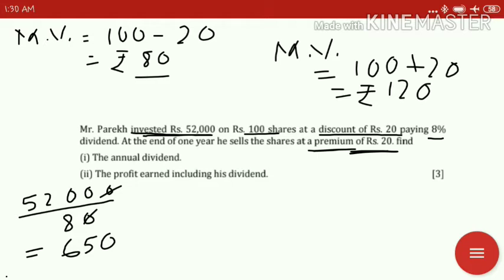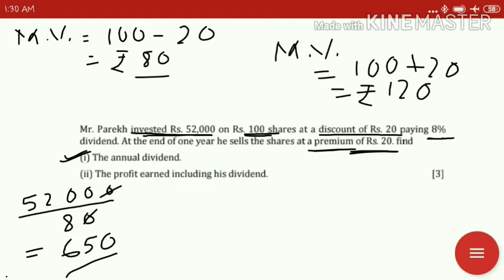Now you have to find out the annual dividend. That means simply the dividend. So use the formula: the number of shares, that is 650, into the face value, that is 100, and rate of dividend, that is 8%.